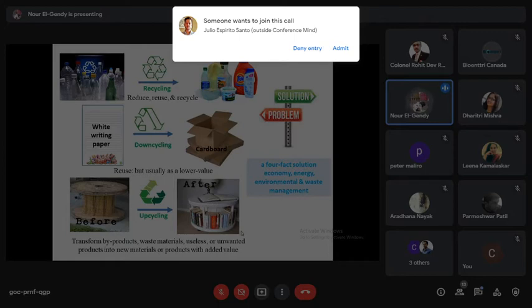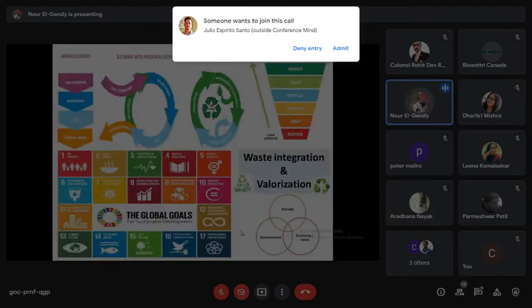This is the four-fold solution for economy, energy, environment, and waste management. Valorization of waste into nanomaterials or biofuels comes under the title of upcycling and valorization to add a value-added product.